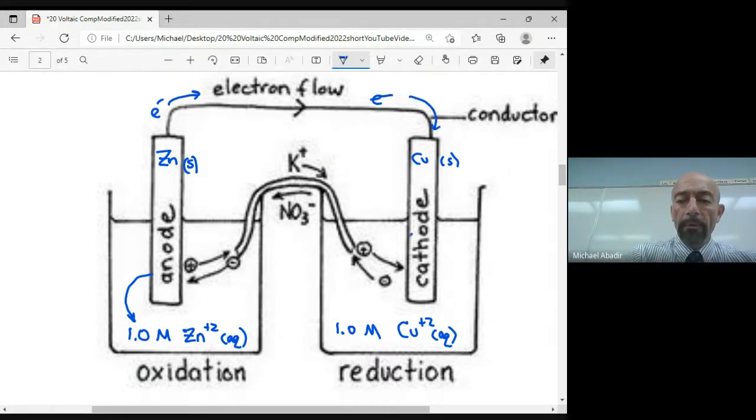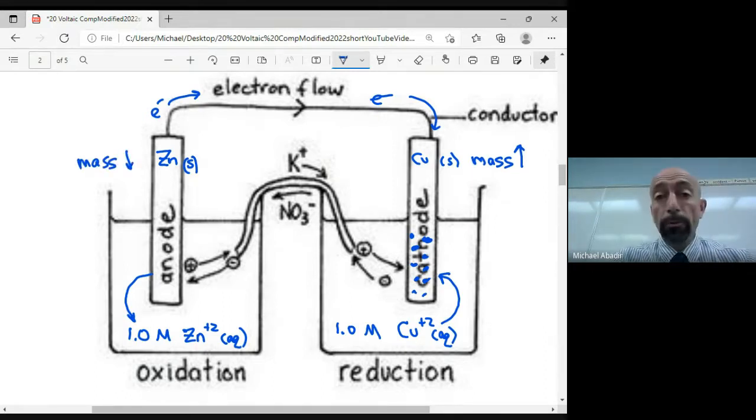And then you're going to have a whole bunch of electrons on this cathode, okay? And what's going to happen is these copper +2s are going to get attracted to that and form copper solid on that cathode. So you can tell that the mass of this cathode is going to go up because there are more coppers coming onto it. And by the same reasoning, the mass of the zinc electrode is going to go down because we're losing solid zinc off of that electrode. Okay, so that's something I want you to add into your diagram.